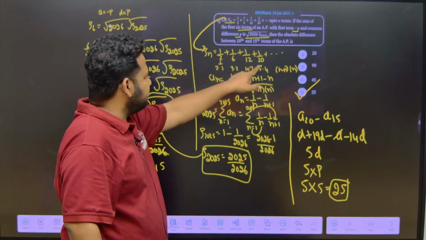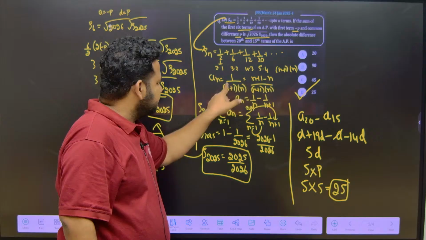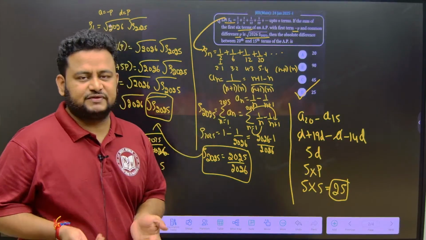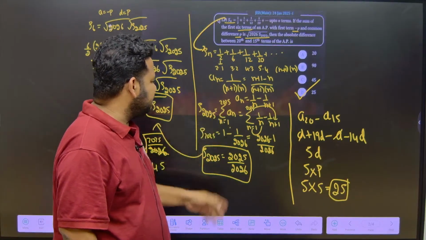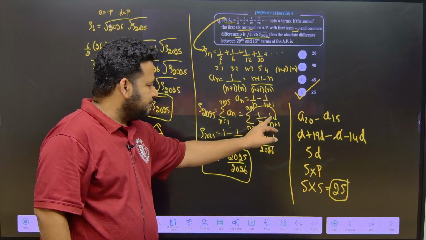So this denominator can be written as n plus 1 into n. That is the thing. So an will become n plus 1 into n. Okay. So then I split that using our knowledge of sequence and series. Then summation of an I put it. Okay. So this will become what? On splitting this and dividing, we will get it as 1 by n minus 1 by n plus 1.